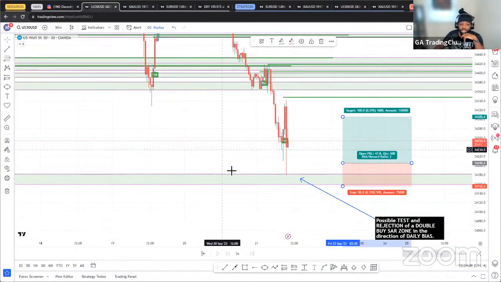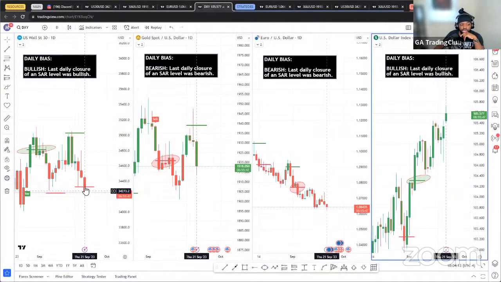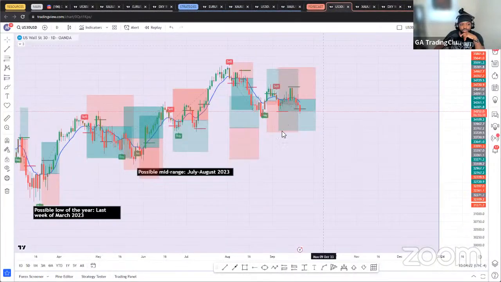Even for US 30, I am still cautious of this daily candle closing below the SAR for my bias to change to bearish, because if you guys remember, I am overall bullish on US 30 because based off of the last 10-year history, somewhere at the end of August or end of September, US 30 starts a slow bullish rally and creates a yearly high.